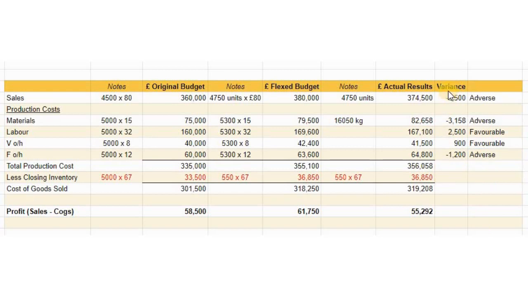And notice that these variances are total variances, and what we're going to do is analyze each of these variances in turn to see how they can explain why the profit wasn't 61,750, it was 55,200.